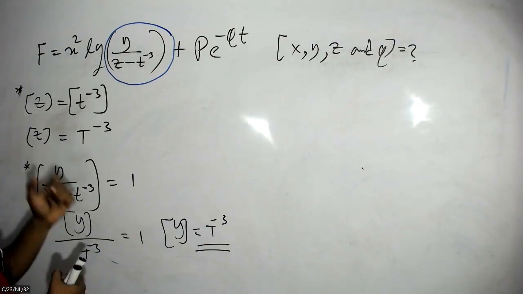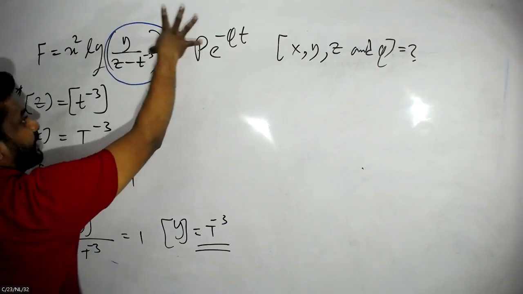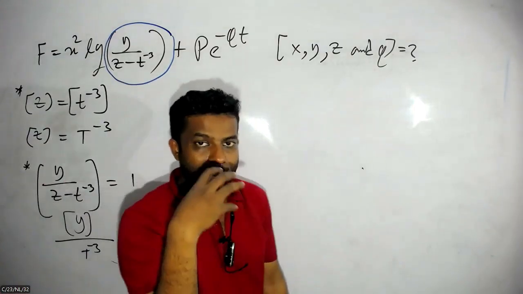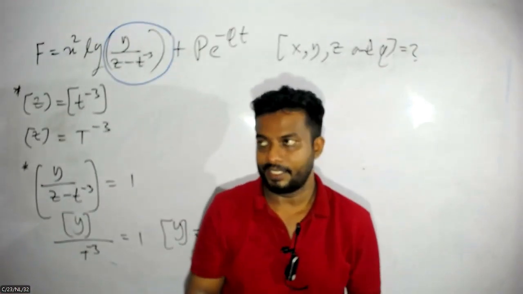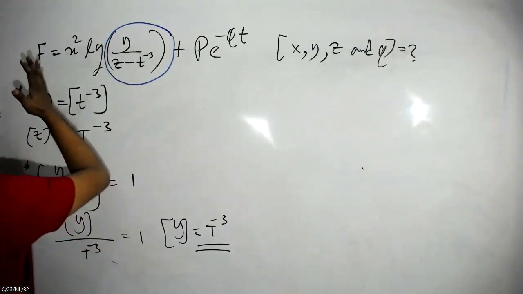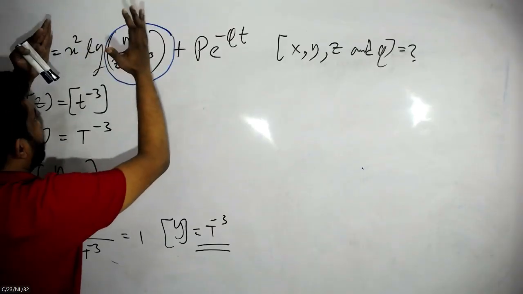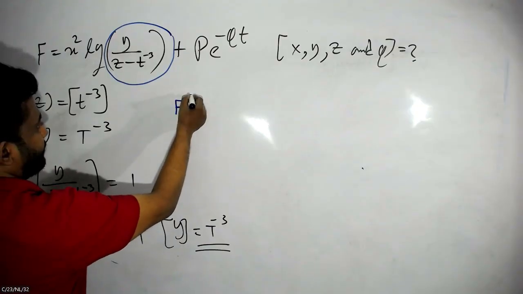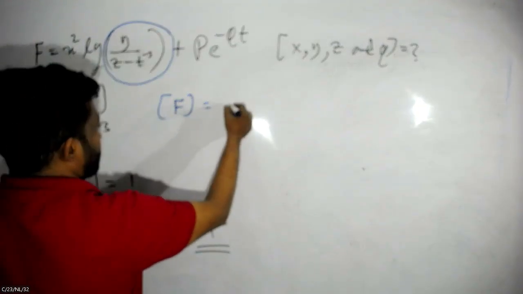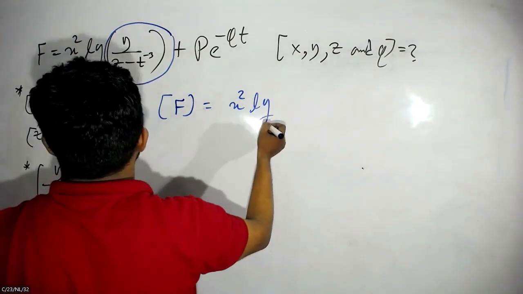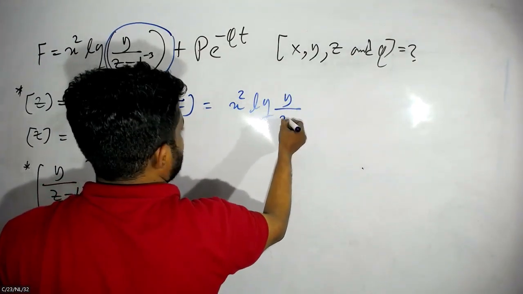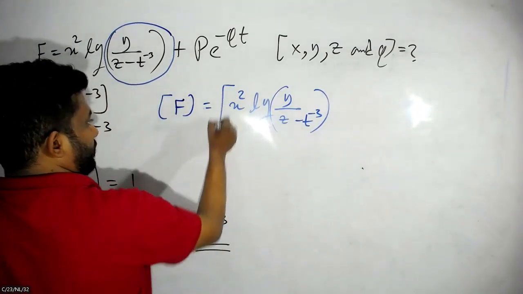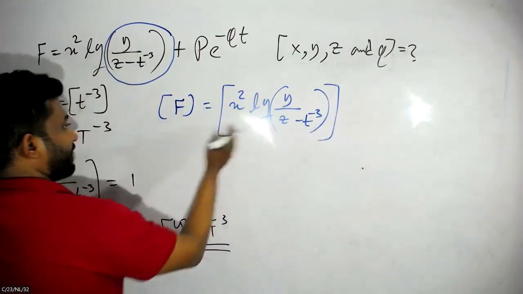Now you can observe that these are the terms in the equation. There are 3 terms in the equation. These terms should have equal dimensions and unit, right? Then you can equate the dimensions of force and the dimensions of this term, right? F should be equal to the dimensions of x to the power 2 log Y over Z minus t to the power minus 3, right? The dimensions of these two must be equal.